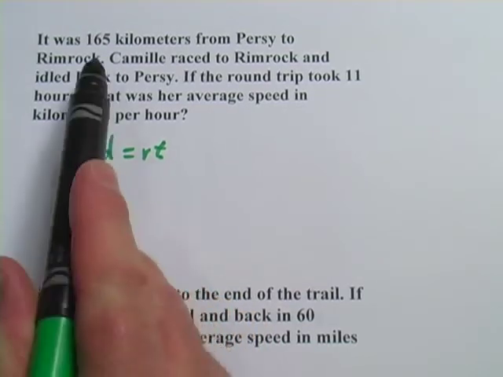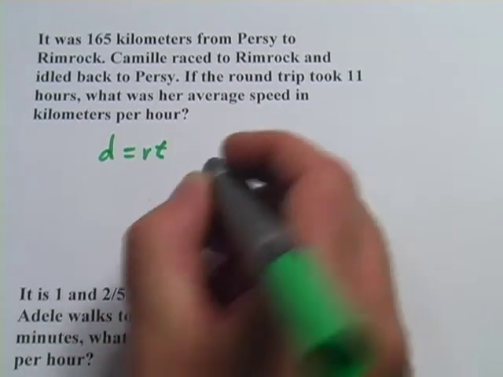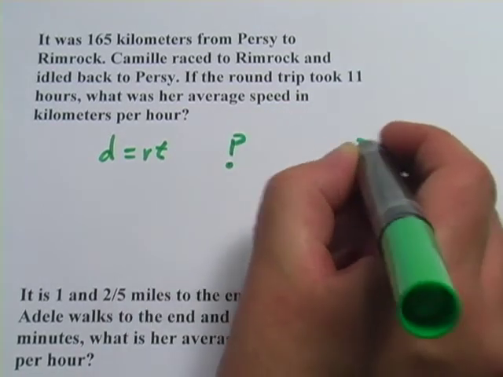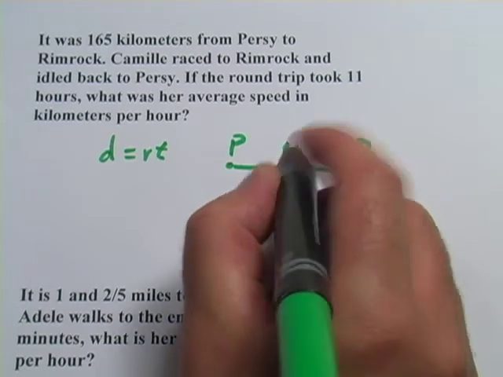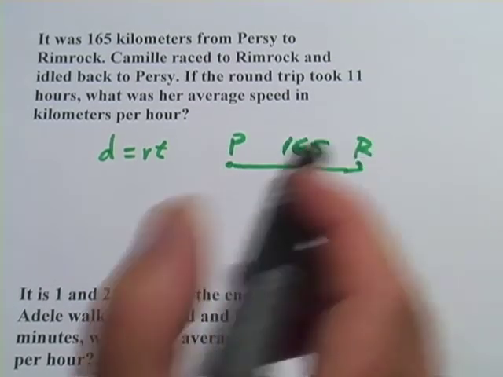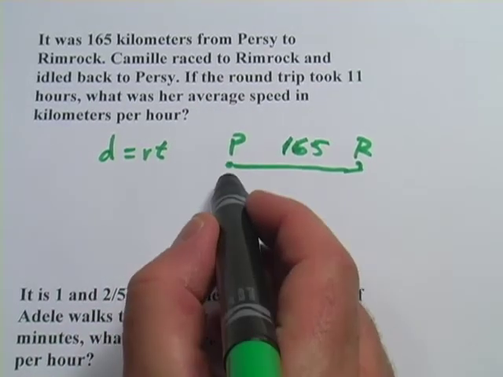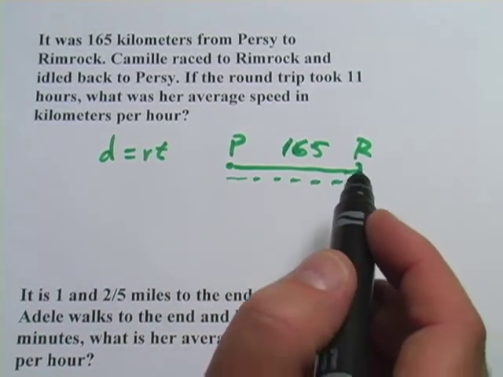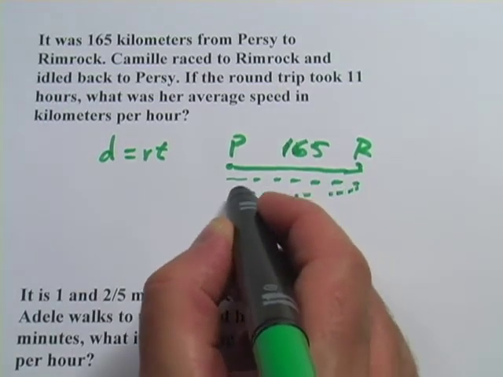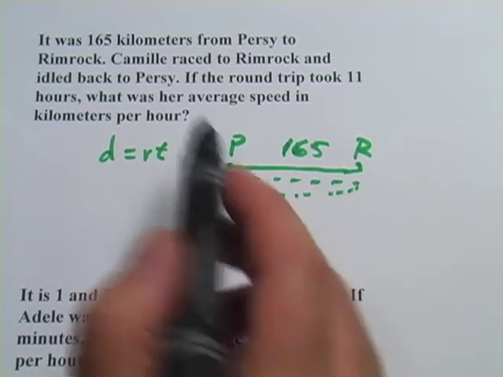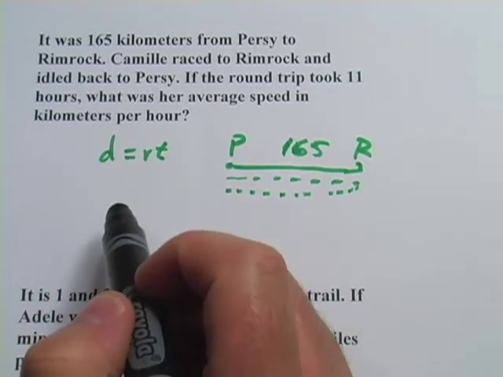It says it was 165 kilometers from Percy to Rimrock. Okay, so we have Percy here, we have Rimrock over here, and it's 165 miles between them. Sorry, kilometers. Camille raced to Rimrock, so she goes all the way to Rimrock, and idled back to Percy, so she comes back. She went there fast, she came back slowly. If the round trip took 11 hours, what was her average speed in kilometers per hour?